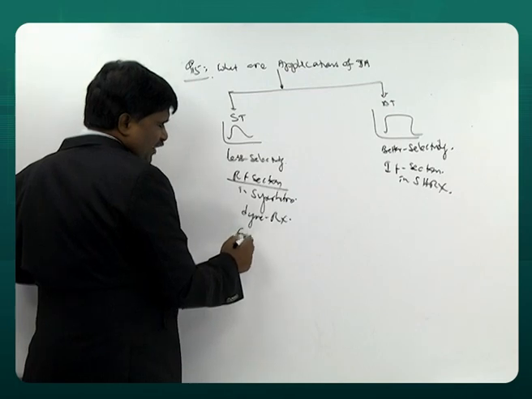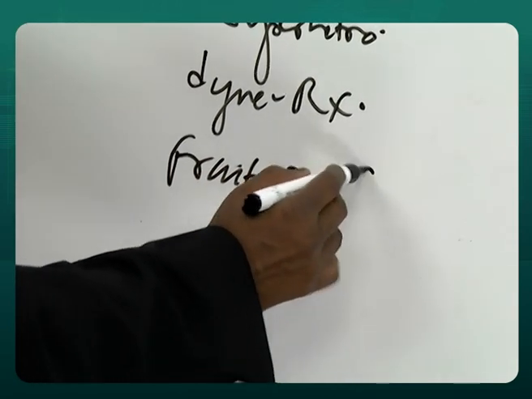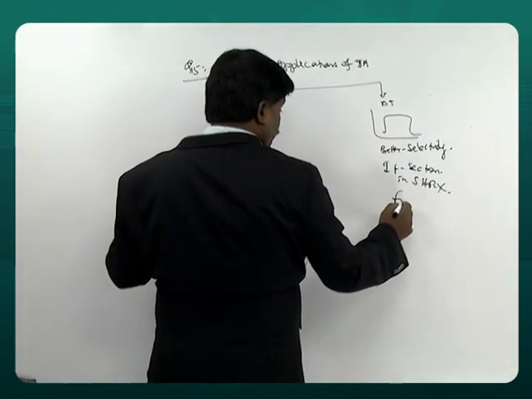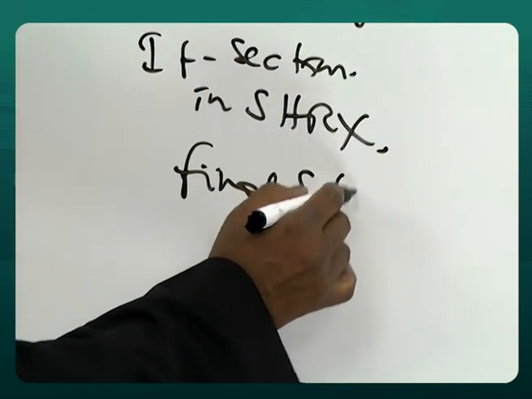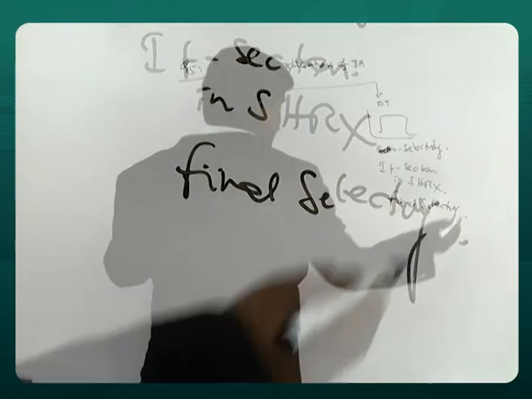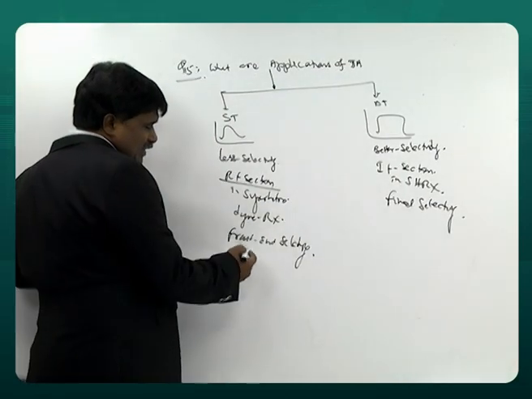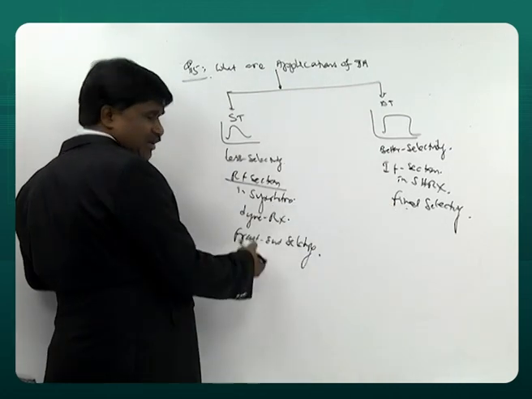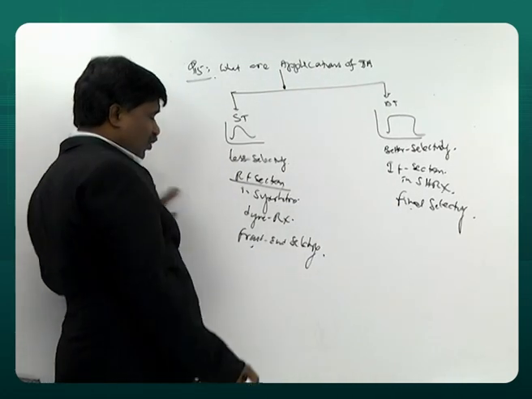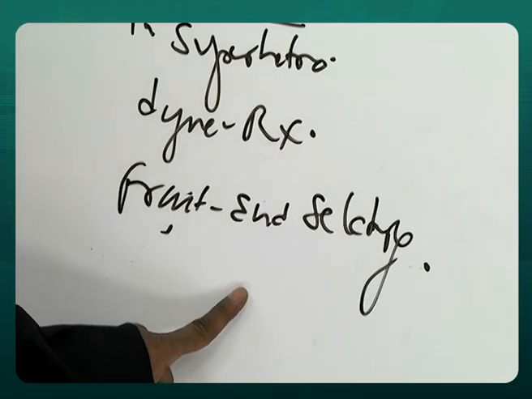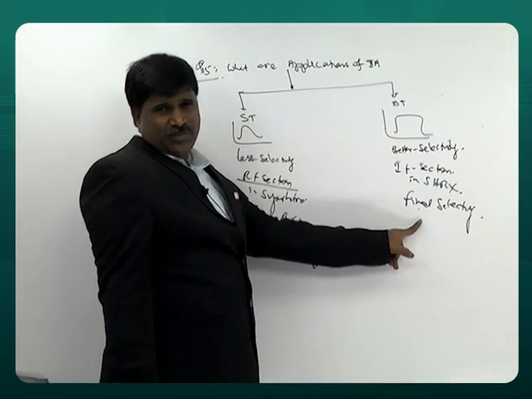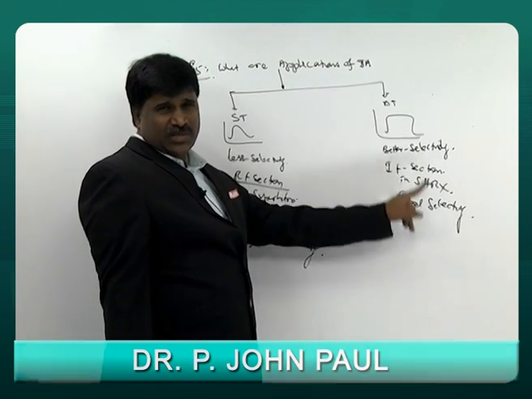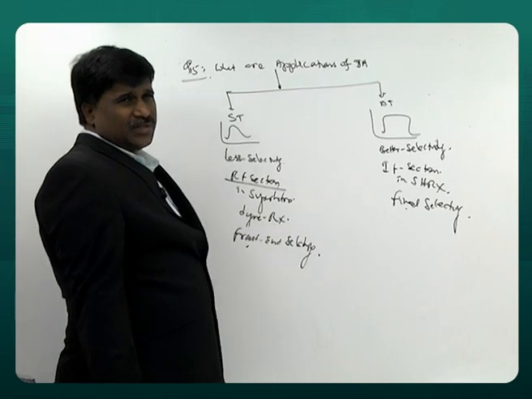This is called front end selectivity. This is called final selectivity. Front end means what? Selecting a channel. This is protecting the channel. There may be hundreds of channels in the TV. Out of that, one will be selected by this, but that being selected will be protected from noise and interference here. This needs to be more selective. That's why double tune is here and single tune is here.